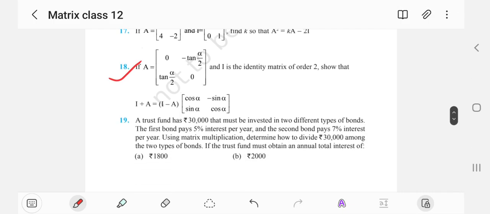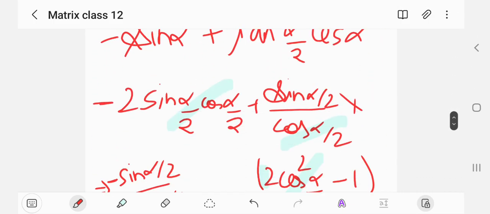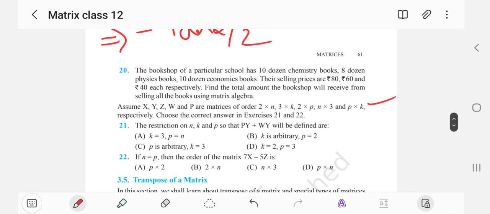Now we are left with 4 more questions. We will discuss them in the next lecture. That's it for today. Try to do these questions by yourself.